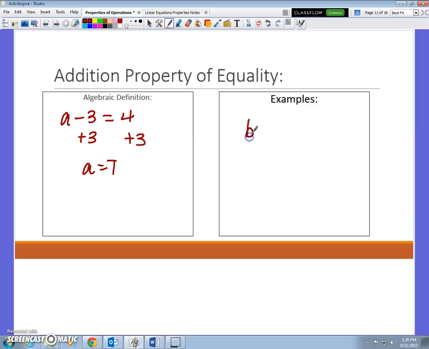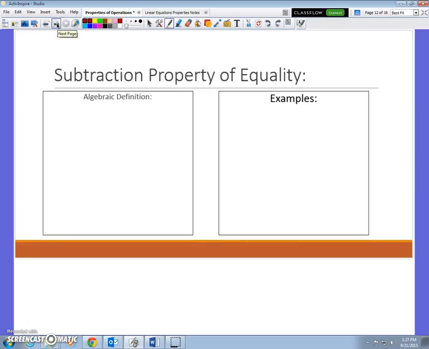So I'll give you another example here. B minus 5 equals 5. If I add 5 to both sides, B equals 10. This is the step. This is called the addition property of equality. Subtraction property of equality, same thing. N plus 4 equals 2. N equals negative 2. This is the step where the property happens.